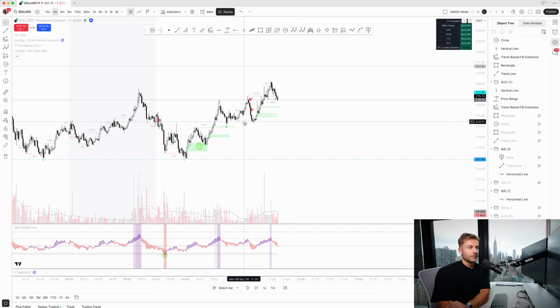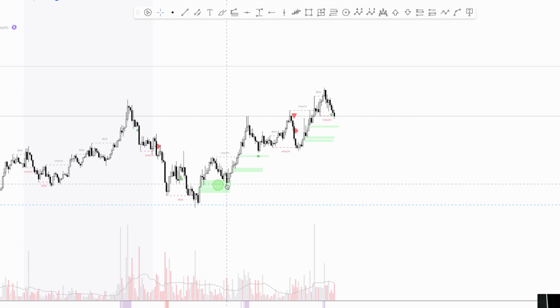Like for example, we have a change of character here. We have 1, 2, 3, 4, 5 break underneath that level. We may have gotten short in this area, and then it comes up through our stop loss, thinking that this would be our opposite side retest, and that's totally fine as long as we're keeping our risk contained. And that's basically what I'm doing during this process.